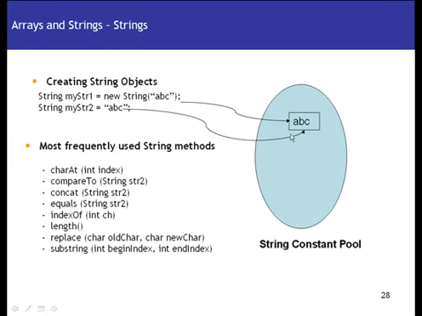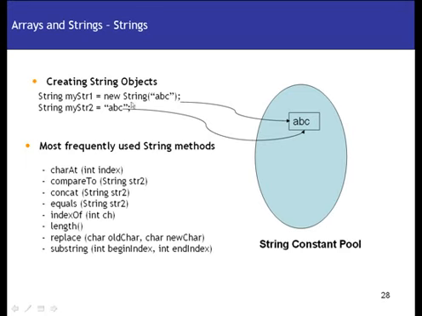Okay, so let's take an example here. I'll take two scenarios. In the first scenario, my string 1 is equal to new string ABC, my string 2 is equal to new string ABC. And in my second scenario, my string 1 is equal to ABC, my string 2 is equal to ABC. Let's take the first example where both the declarations are new string ABC. What would happen? If I say new string ABC, it's going to create a new string object on the heap. And for the second declaration, again, it's going to create another object on the heap with the same value ABC. So I'm going to have two string objects on the heap with the same value ABC.